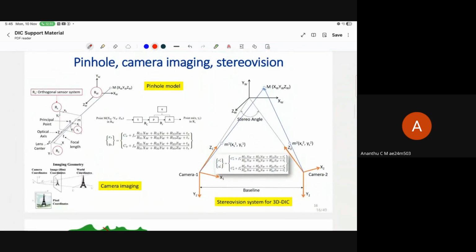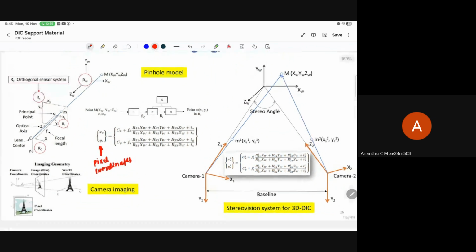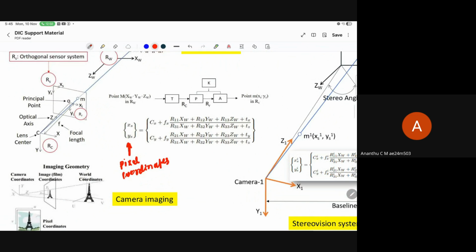So finally, I'll just again tell you the equation. What you get from these three transformations is the relation between the pixel coordinates xs and ys in the digital image, and xw, yw, and zw, with the help of this equation. So these are basically two equations, right?